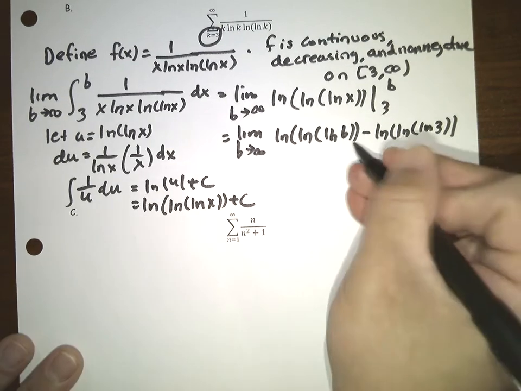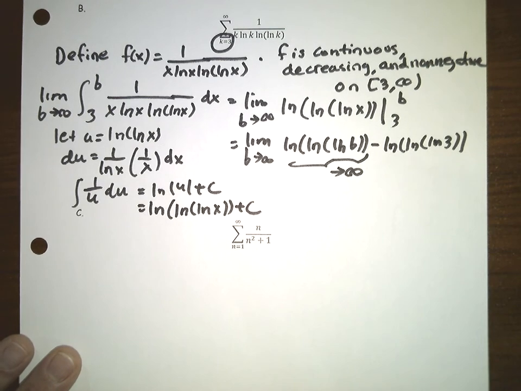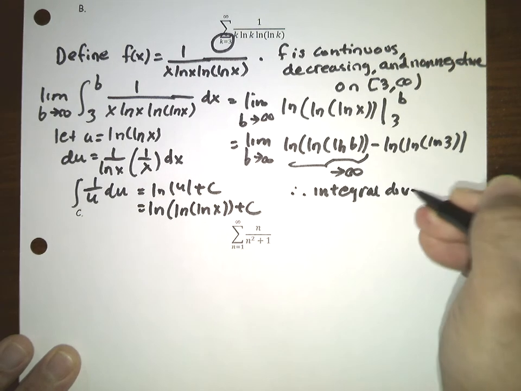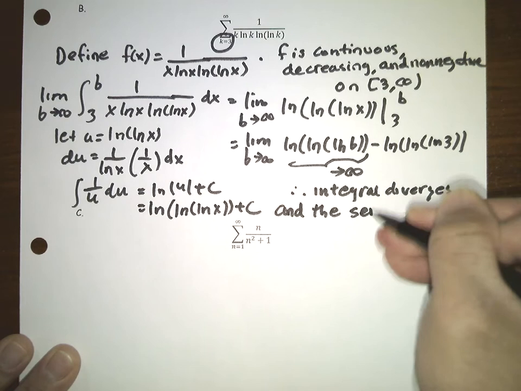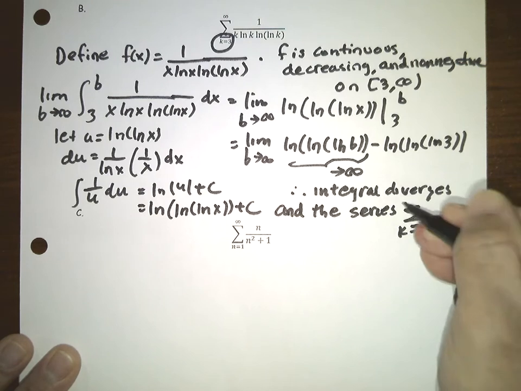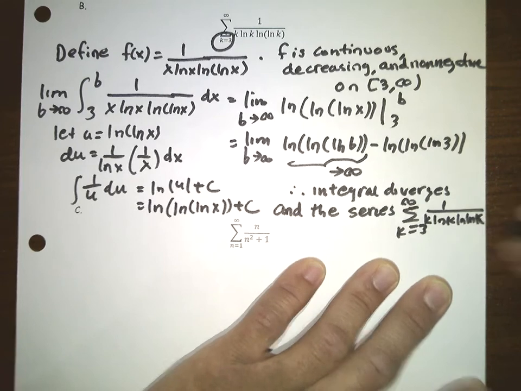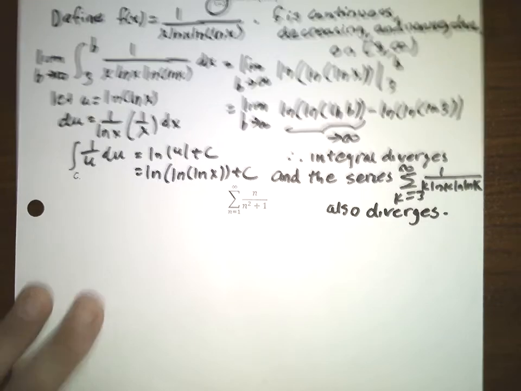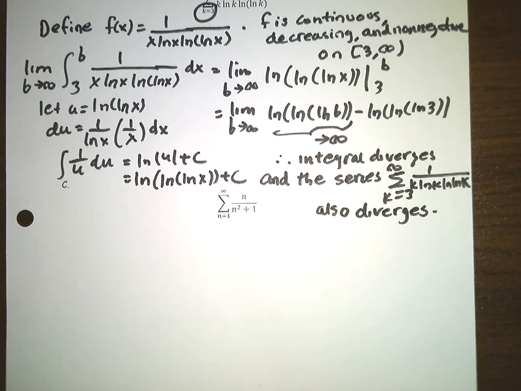Well, this first term here goes to infinity as b goes to infinity. So therefore the integral diverges, and so the series sum k equals 3 to infinity of 1 over k natural log of k natural log of the natural log of k, that also diverges. So I hope that you enjoyed that example of some series with the natural log. And now it is time for another great example today.